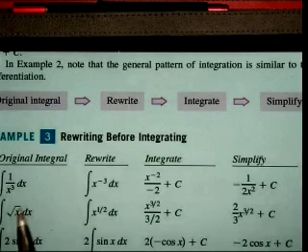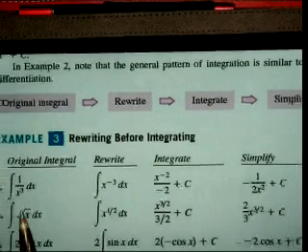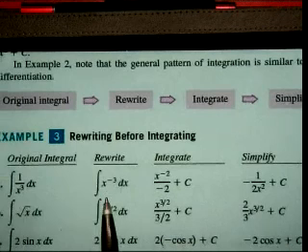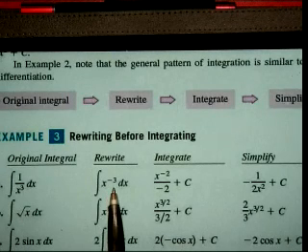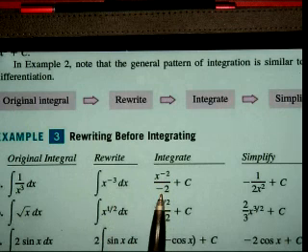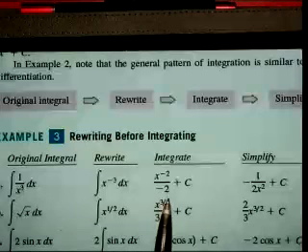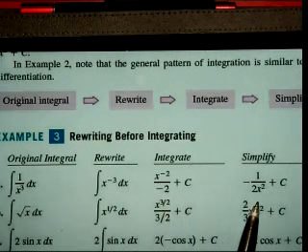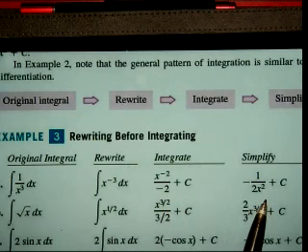If you give me 1 over x cubed, I'm going to rewrite it as x to the negative 3. Then I'm going to add 1 to the exponent. My new exponent would be what? Negative 2, and then I need to divide by that new exponent. The simplest way to write that is negative 1 over 2x squared plus a constant to get the whole family of antiderivatives.